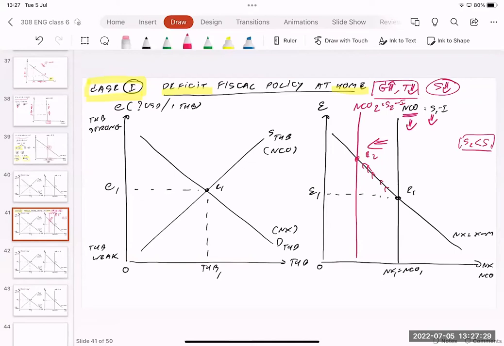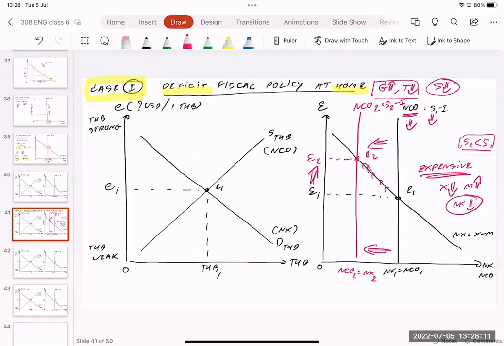And then the equilibrium point changes after NCO shifts to the left. What happens? You can see that the real exchange rate is going up. Real exchange rate going up means that everything in our country becomes more expensive. When everything in our country becomes more expensive, what does it mean? We can export less, and we're going to import more. This is bad for NX. NX is going to be reducing, right?